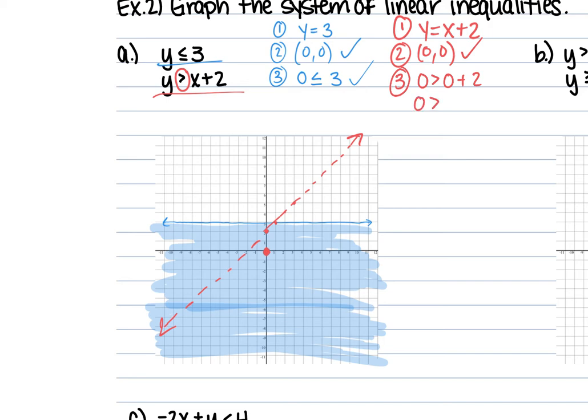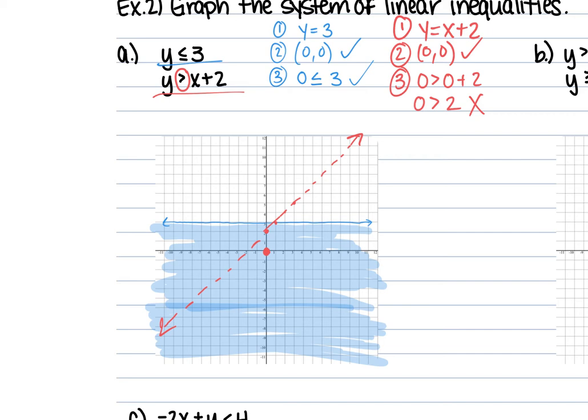What's 0 plus 2, guys? 2. Is 0 bigger than 2? No. So this one didn't work. Now, take a look. Is 0 below or above the red line? Below. Now, it should not be a part of our solution. So what should we shade?